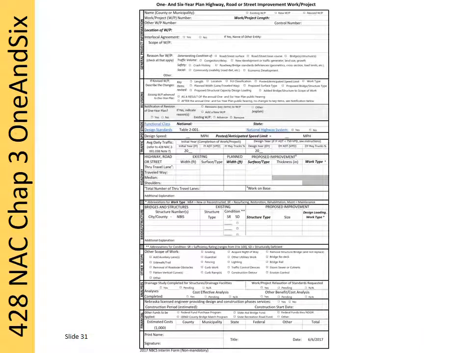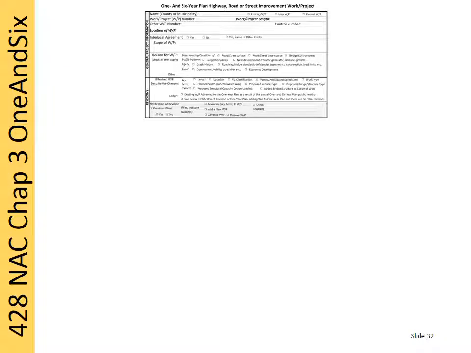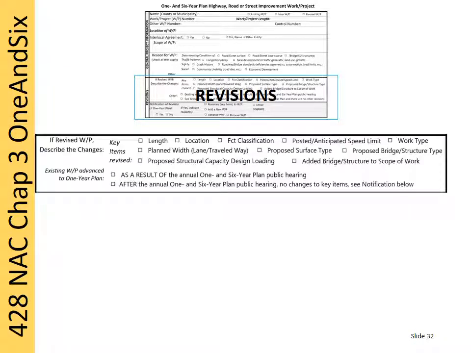The next group of entries is about revised works and projects and notifications of revision of the one-year plan. Rows 9 and 10 of the spreadsheet provide space to describe changes for a revised work or project. The purpose of this space is to document what has changed on the work or project whenever the revised box in the upper right of the form is checked.